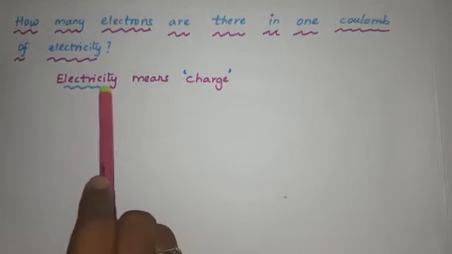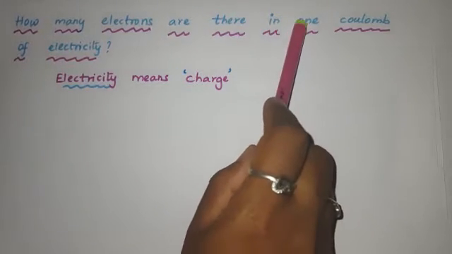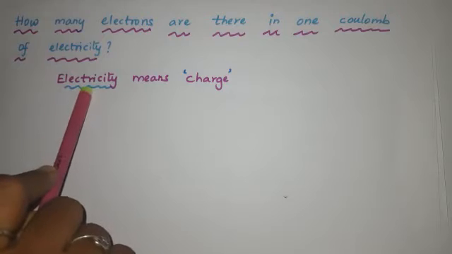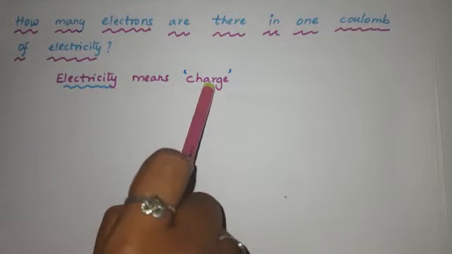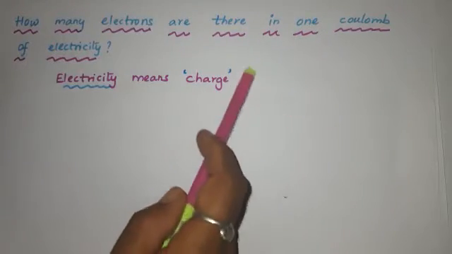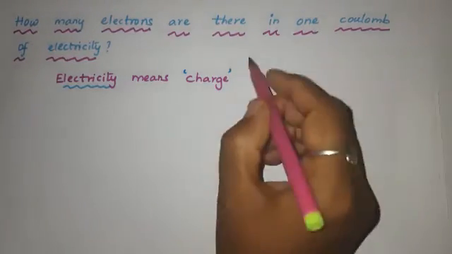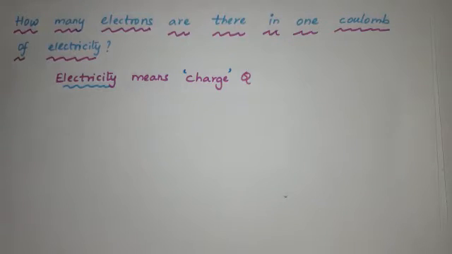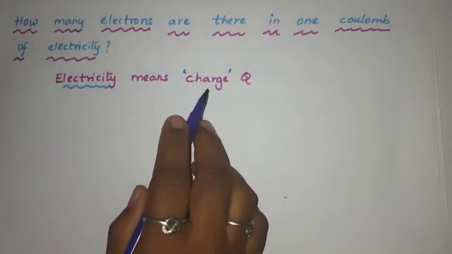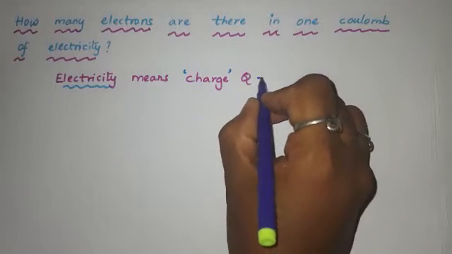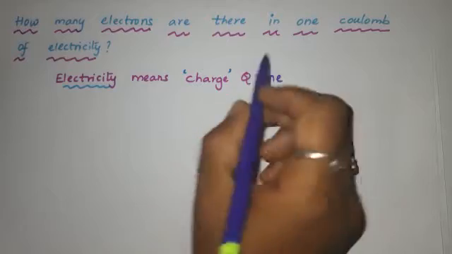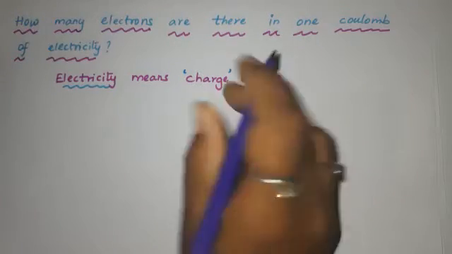So what is electricity? They are asking about 1 coulomb of electricity. What is electricity first of all? Electricity means charge. The charge symbol represents Q. So how will we remember? Remember, electricity means charge, by using the formula Q is equal to Ne.